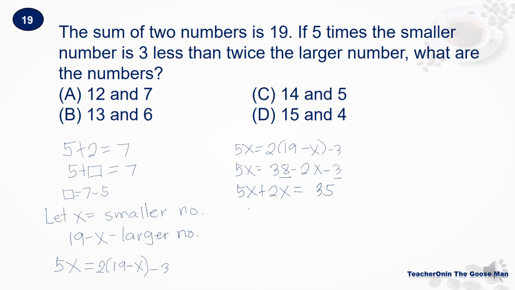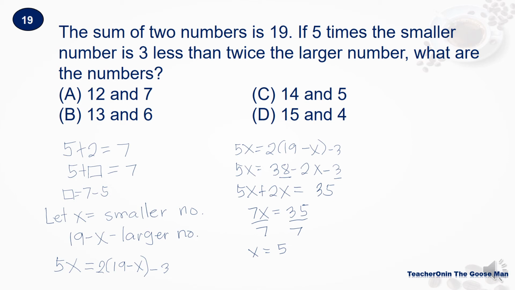So, 5x plus 2x is equal to 7x. So, this is equal now to 35. Then, solve for the value of x. Divide both sides by 7. So, x is equal to positive 5. So, from our representation, this is our smaller number.